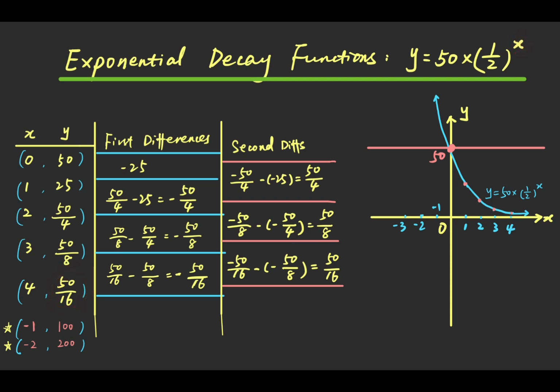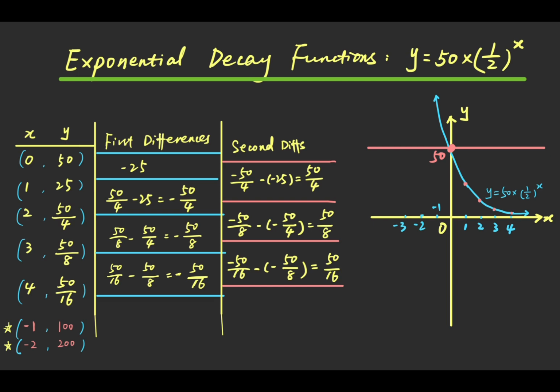Of course, you can use x equal to -1 to figure out 100. You can use x equal to -2 to figure out y value equal to 200. Then you can use these specific points to sketch the graph for this function. That is, you can locate every point in the Cartesian plane, and after you connect the corresponding points, you will get the graph of this function.